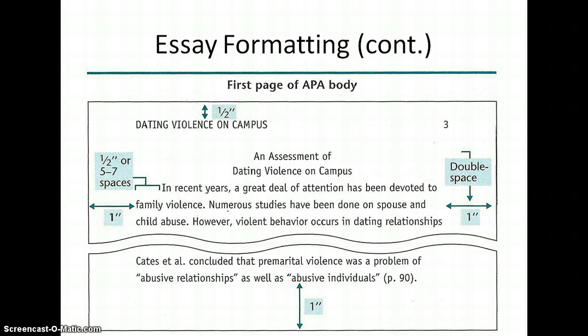In recent years, a great deal of attention has been devoted to family violence. Numerous studies have been done on spouse and child abuse. However, violent behavior occurs in dating relationships. Cates et al. concluded that premarital violence was a problem of abusive relationships as well as abusive individuals (page 90).